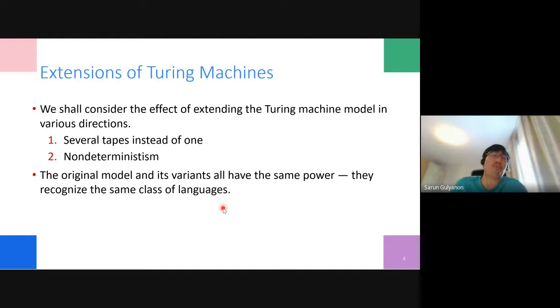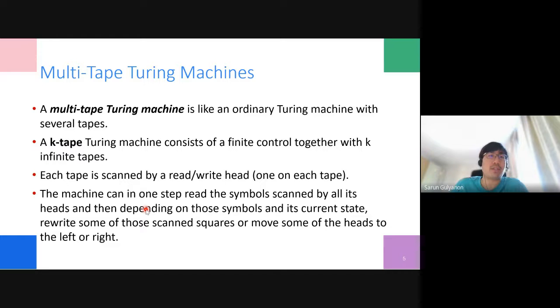We will prove that by showing that you can build an equivalent original, deterministic Turing machine for all these variations. That is how we would do it. So let's start with the first variation, which is the multi-tape Turing machine.